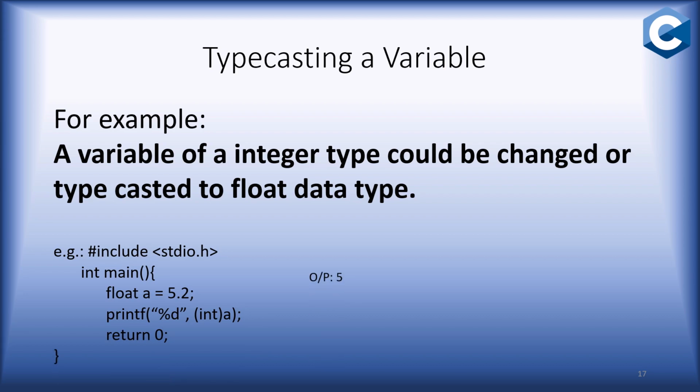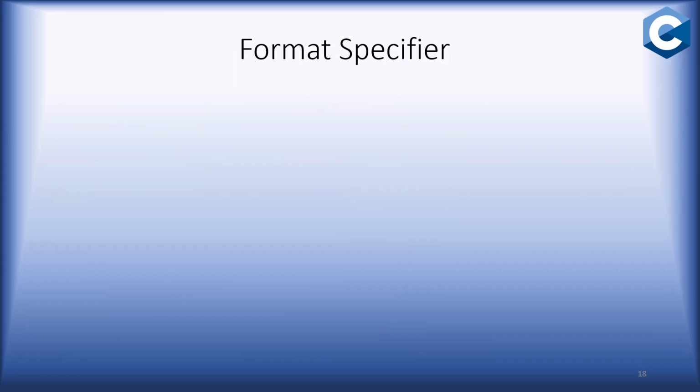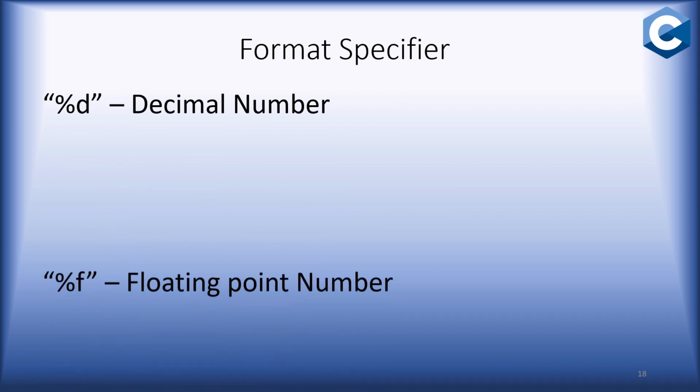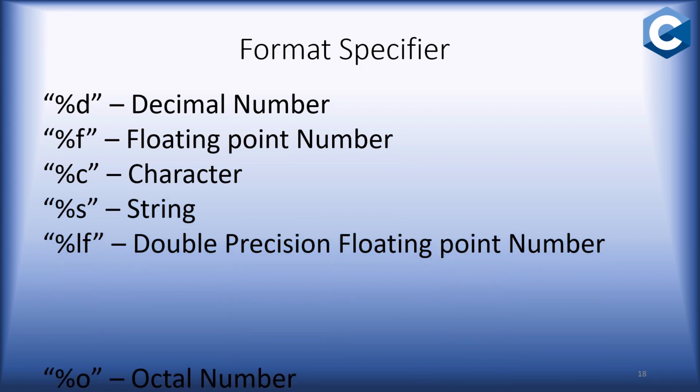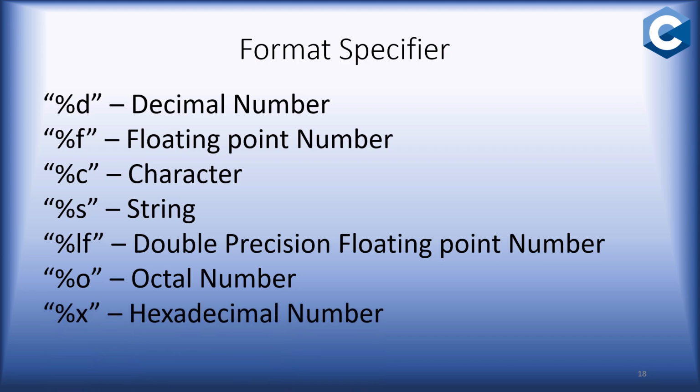While printing the variable, you can see %d, which is known as a format specifier. Now let us see all the more commonly used format specifiers. %d is used for integer data type. %f is used for floating point number. %c is used for character. %s is used for string. %lf is used for double precision floating point number.